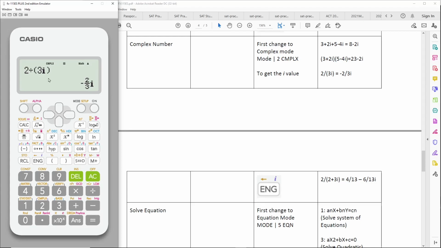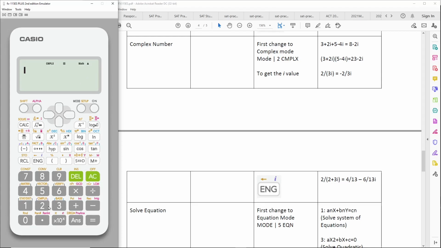And remember on the ACT, we want to rationalize the denominator when it comes to complex numbers. We don't want a complex number in the denominator, so we need to rationalize it. So instead of doing it by hand, you do it on the calculator. By hand, you'd multiply the top and bottom by i, so you end up with i squared. And remember, i squared is equal to negative 1. So doing it in the calculator here, it does the work for you.